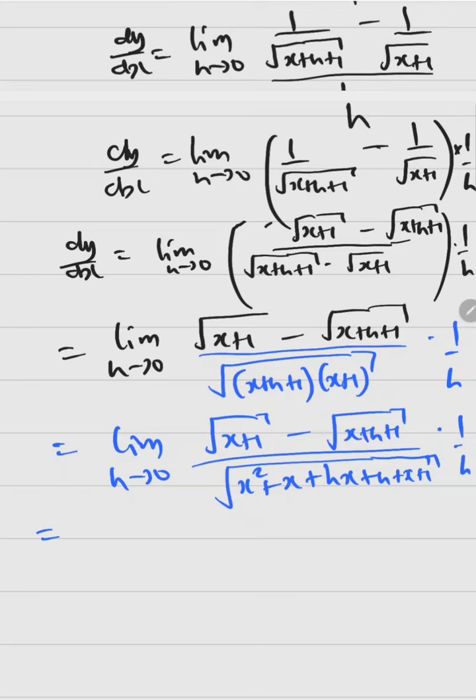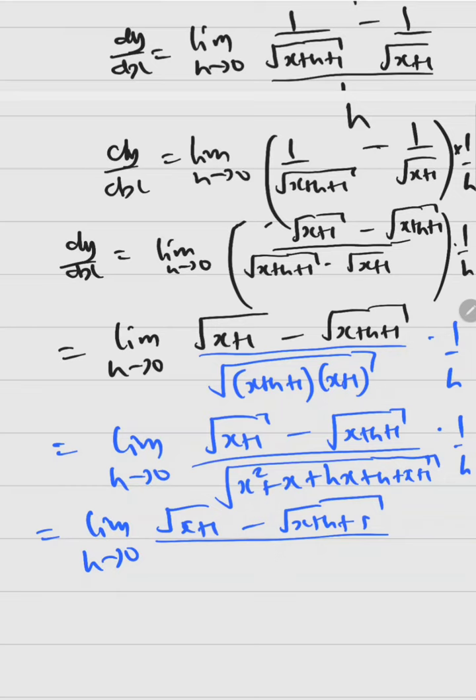So if you proceed further, I'm going to have limits as h tends to 0. Then you have s plus 1 minus s plus h plus 1, then divided by square root of, this will give you x squared, so plus 2x plus what? So you know you have your 2x here, you have your 2x here, then this will give you plus hx plus 1. So plus hx plus h plus 1. Then multiply by 1 divided by h. So how do you proceed?